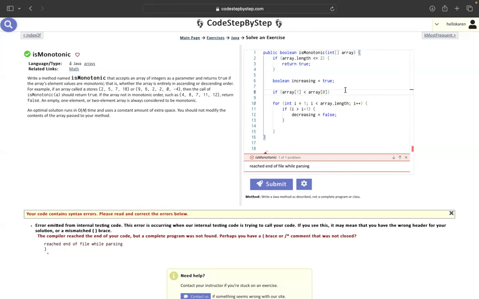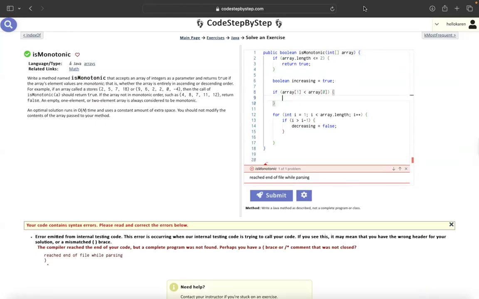Okay. So if array at 1 is less than array at 0, that means that we should set increasing equal to false. Wait, is that even right? I feel like I'm not doing it right.